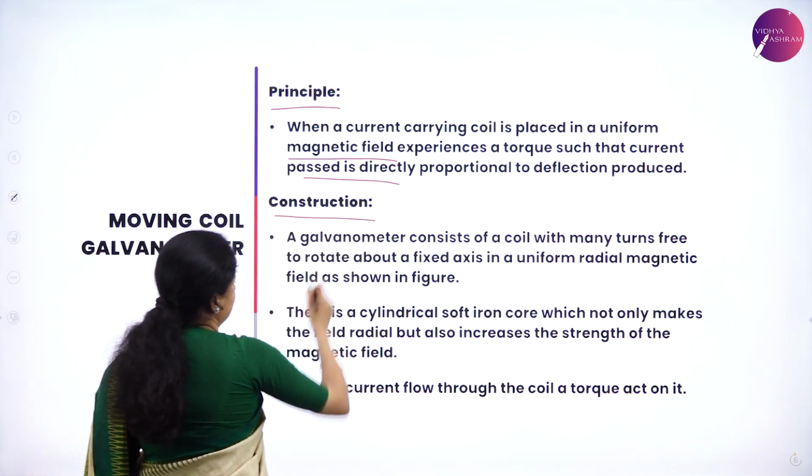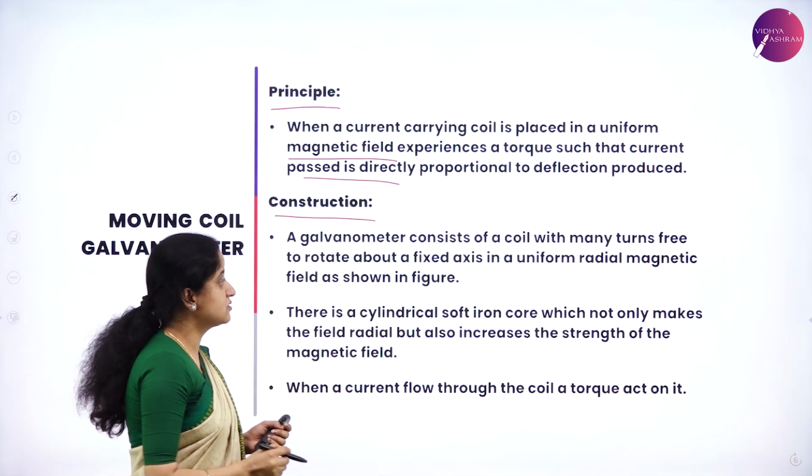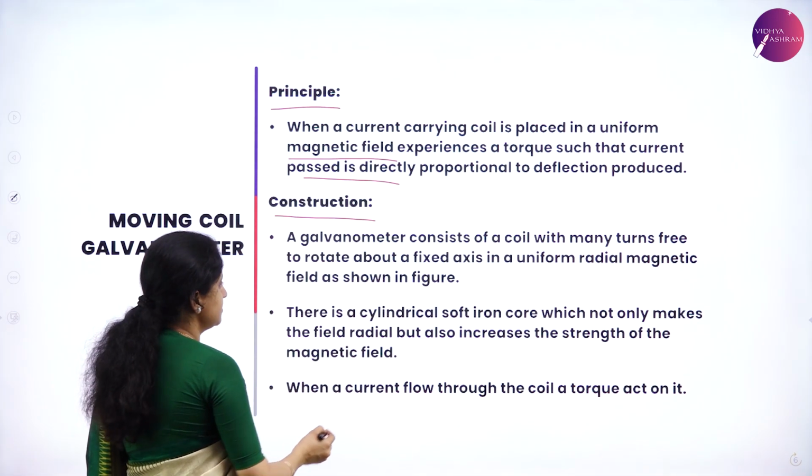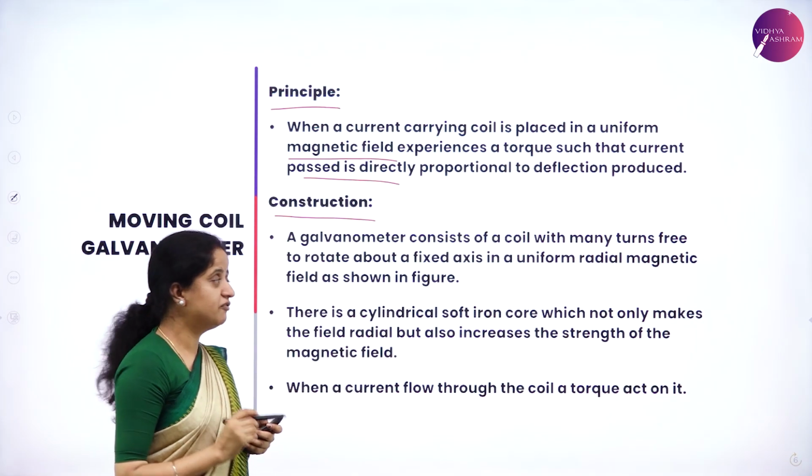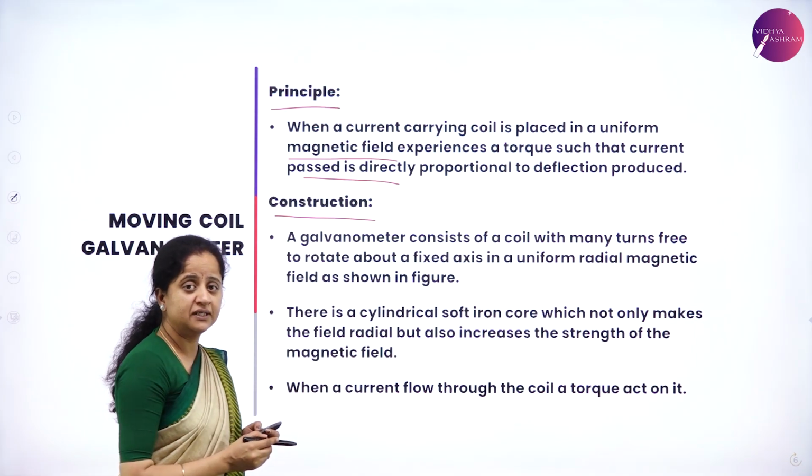So let us study the construction. A galvanometer consists of a coil with many turns which is free to rotate about its fixed axis in a uniform magnetic field as shown here already.